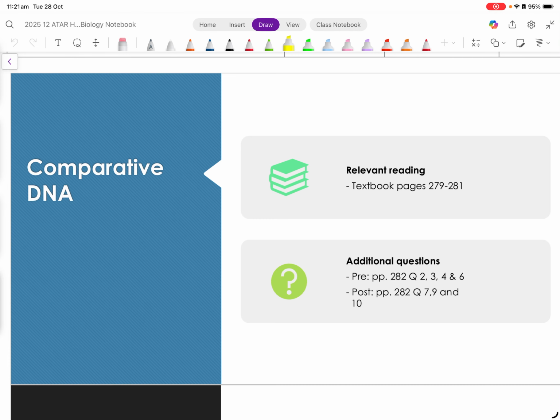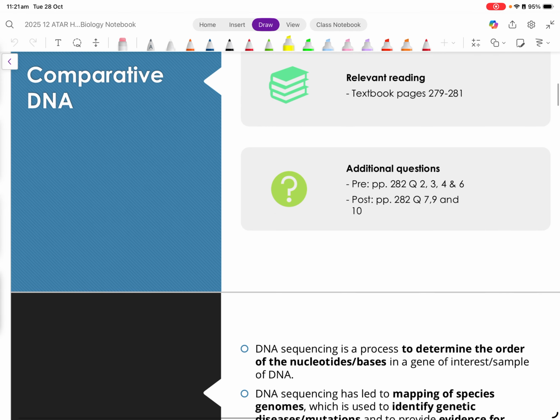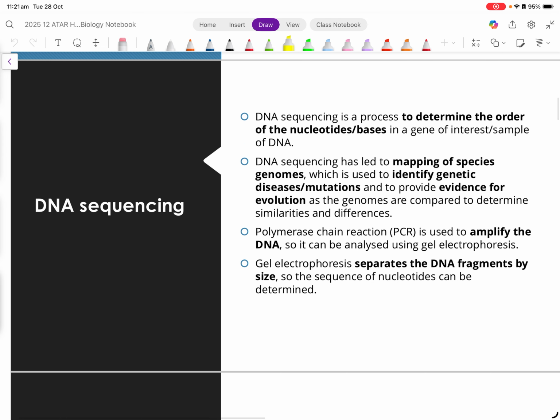In this lesson today, we're going to have a look at comparative DNA. Before we can really talk about comparative DNA, we need to talk about how we can get these DNA sequences themselves. So how do we do this? Well, we use a process called DNA sequencing. What this allows us to do is to determine the order of the nucleotides or bases in a particular gene that we might be sampling, or a small segment of DNA itself.